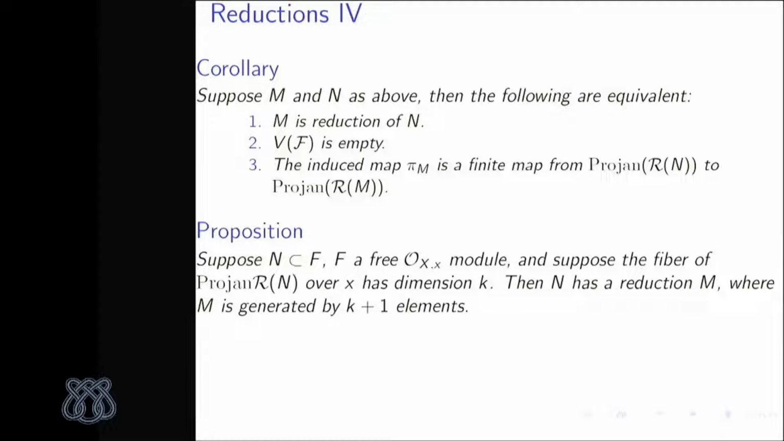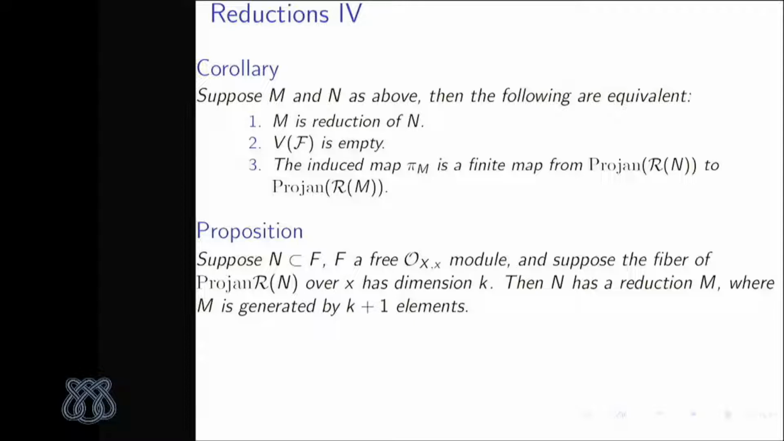The point of doing this was, I wanted to bring, we're heading towards the point where we can show that any module which is a submodule of a free module of finite co-length has a reduction with only d plus k minus 1 elements. So we're going to creep up on it a little bit. So suppose the fiber of Proj R_N over x has dimension k. Okay, then N has a reduction M, where M is generated by k plus 1 elements.